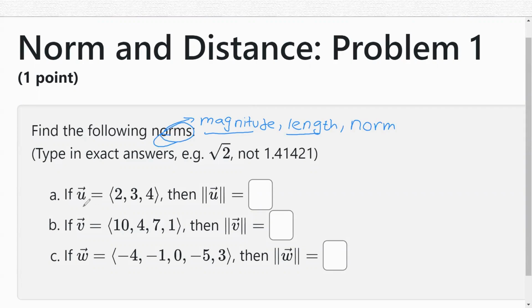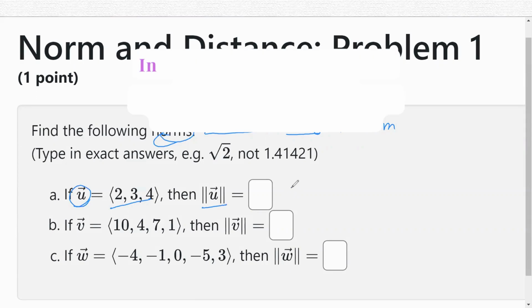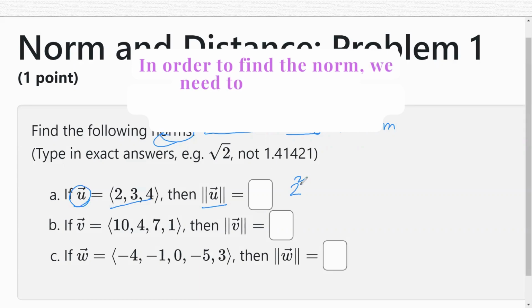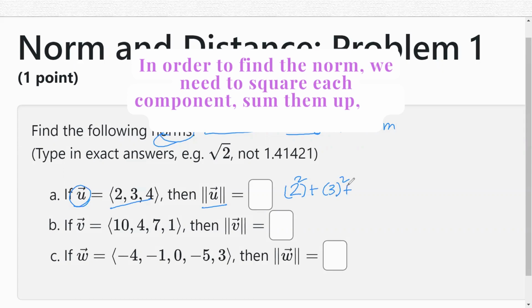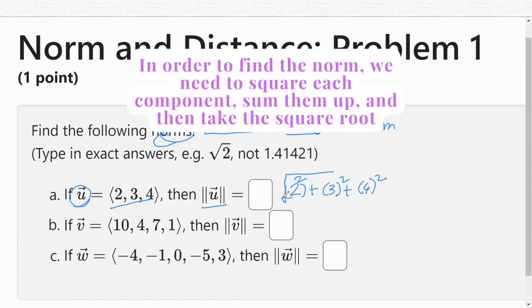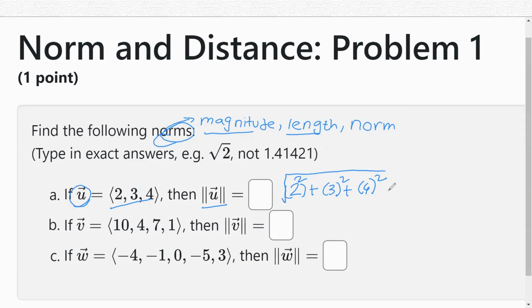So how do I find the norm for this vector? I have three components for this vector: 2, 3, 4. How do I find the u norm? The rule is you square each of the components, 2 squared plus 3 squared plus 4 squared, and then you put a square root on all of them. So it's going to be square root 29.